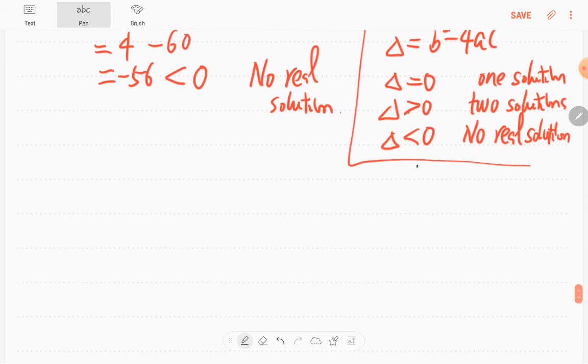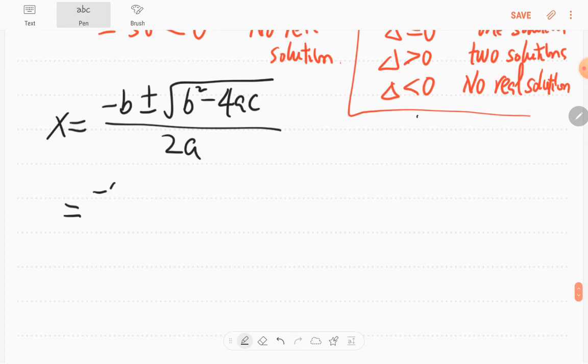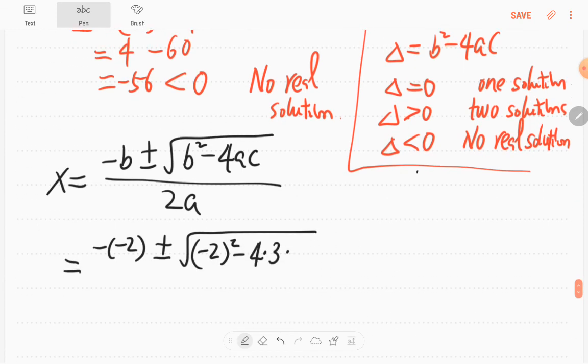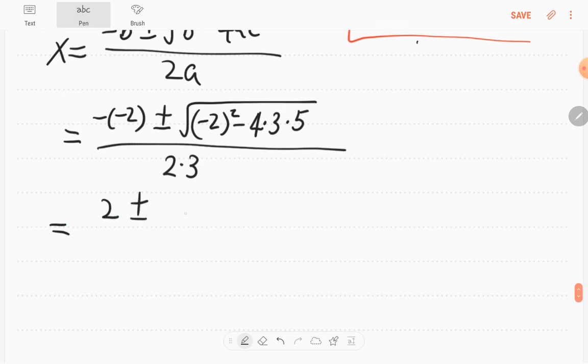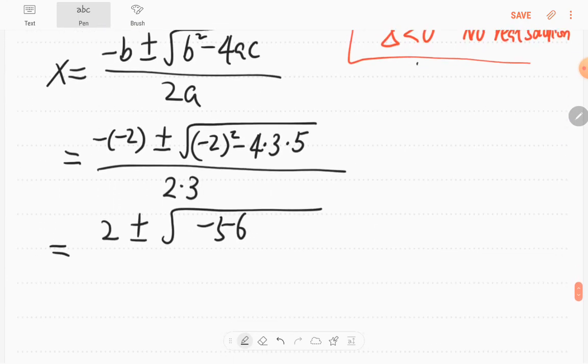So how do we calculate? We're using the quadratic formula. The quadratic formula says x equals negative b plus or minus square root of b squared minus 4ac, divided by 2a. So we plug in the numbers. We have b equals -2, so it's 2 plus or minus square root of -2 squared minus 4 times a is 3 times c is 5, then divided by 2 times a equals 3. We just calculate this number, it is equal to -56, and this is divided by 6.